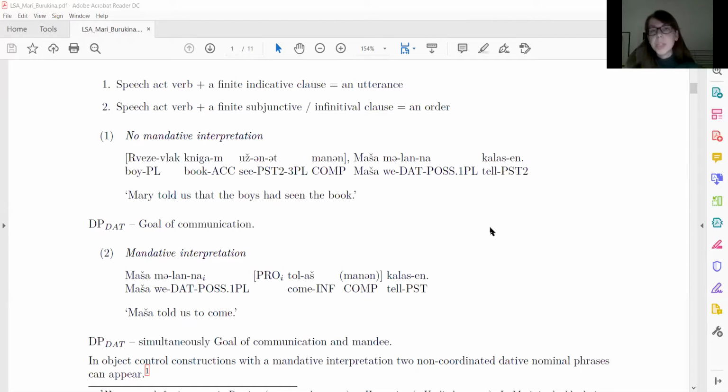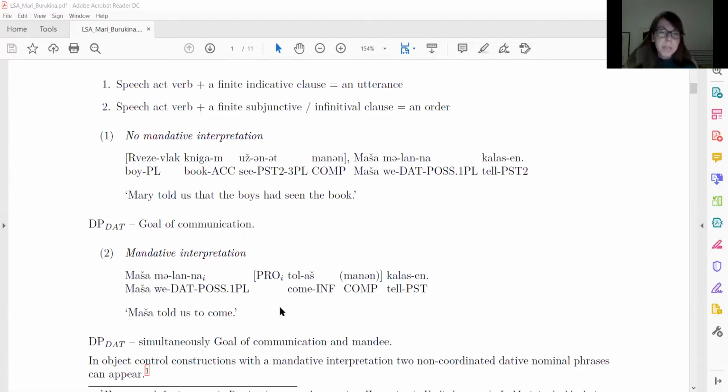But when the same speech-act verb, kalasash, tell, embeds a non-finite or a finite subjunctive clause, we suddenly get a mandative interpretation. If I say Mary told us to come, we get an order interpretation. The dative DP that we see here is interpreted not just as a goal of communication, the one Mary was talking to, but simultaneously as a mandee or obligation holder, the one who is responsible for performing the embedded action. This is quite common for languages across the world.